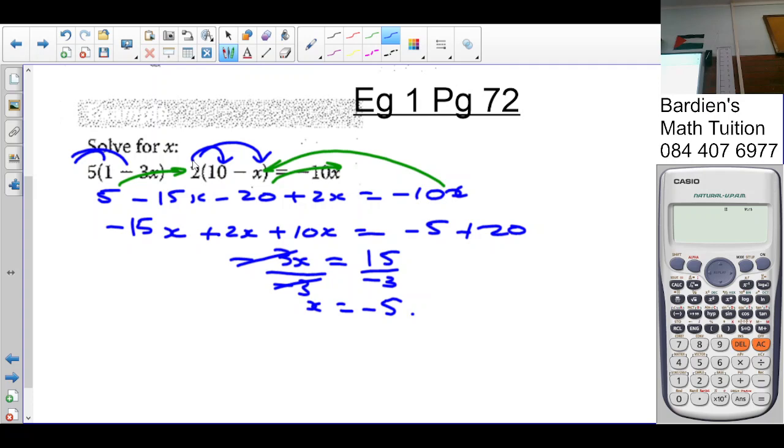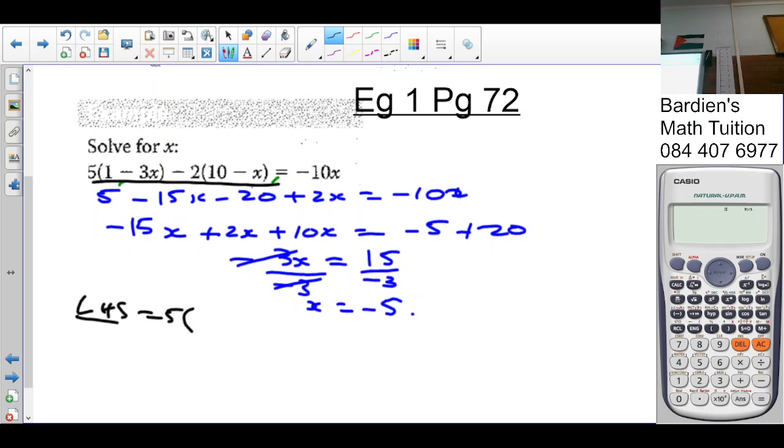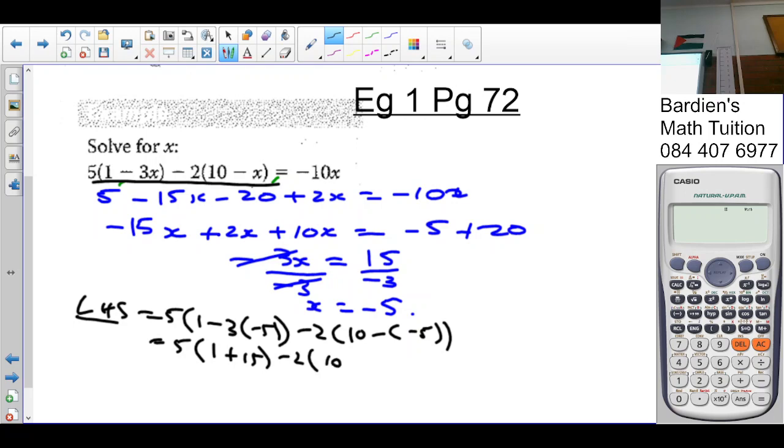And we can test it. Wherever we see an x, we put a negative 5. So let's go with the left hand side of the equal sign. It's going to be 5 into 1 minus negative 3 minus 5, minus 2 into 10 minus 5. That's going to give you 5 into 1 plus 15, minus 2 into 10 plus 5. So that's going to give you 5 times 16 minus 2 times 15, which is negative 30.